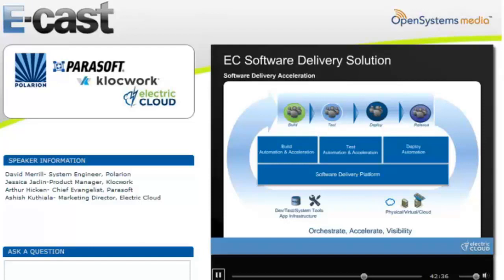I'll talk a little bit more about this, but the software delivery platform actually orchestrates the entire end-to-end process, accelerating it at the build stage, the test stage, and the release and deployment stage. And it does not require you to replace your tools. It works with your existing development, test, and system tools, your existing application infrastructure, whether it's physical, virtual, or cloud.